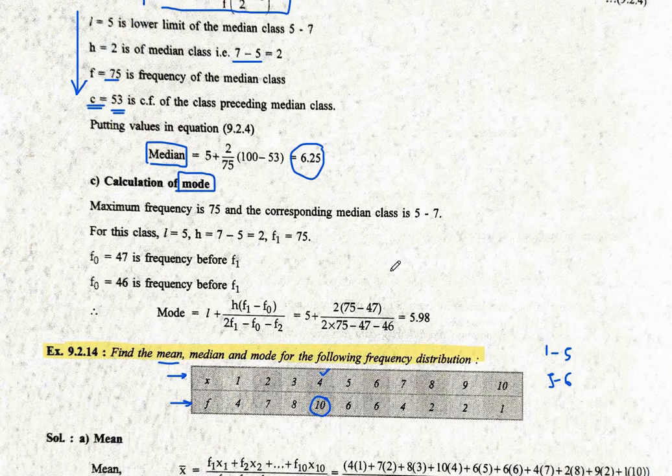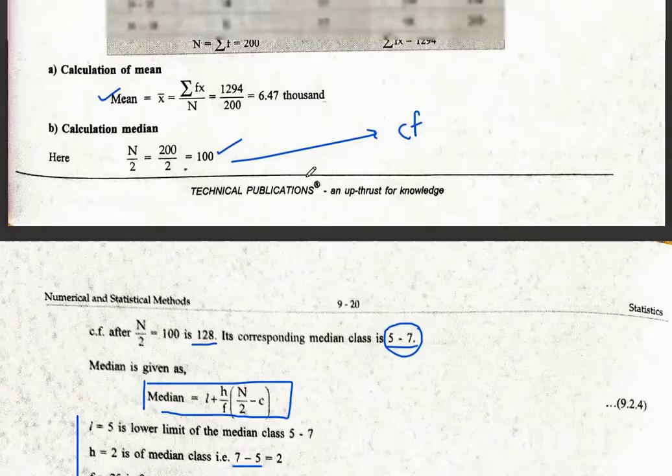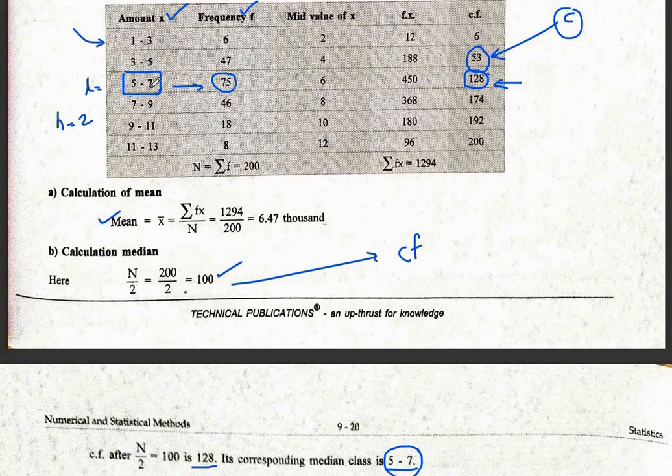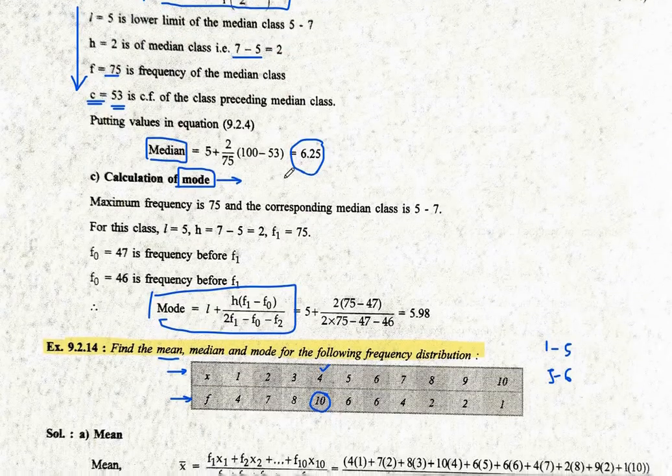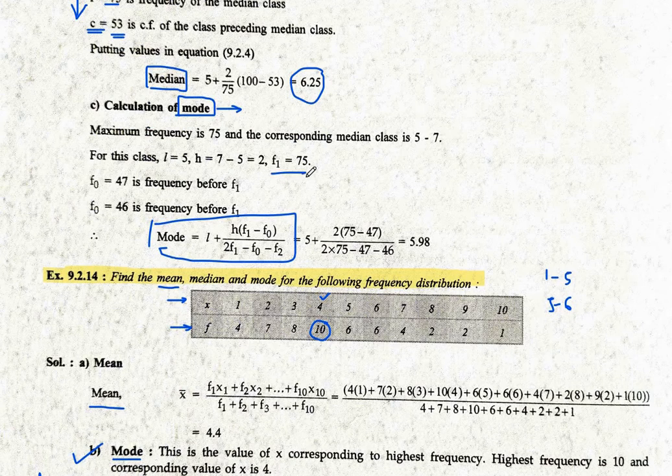In this case also we have to use a formula. The mode is equal to L plus h into (f1 minus f0) divided by (2 f1 minus f0 minus f2). We calculate the mode for the maximum frequency. The maximum frequency here is 75, and the range is 5 to 7. So the maximum frequency is 75, which is considered as f1. So f1 is equal to 75.